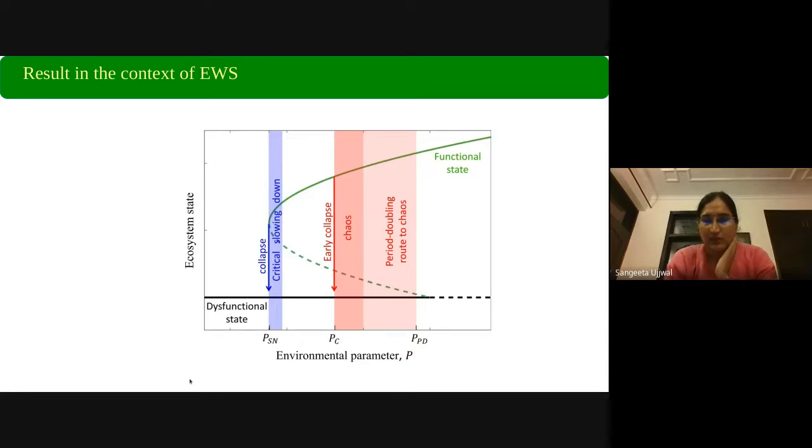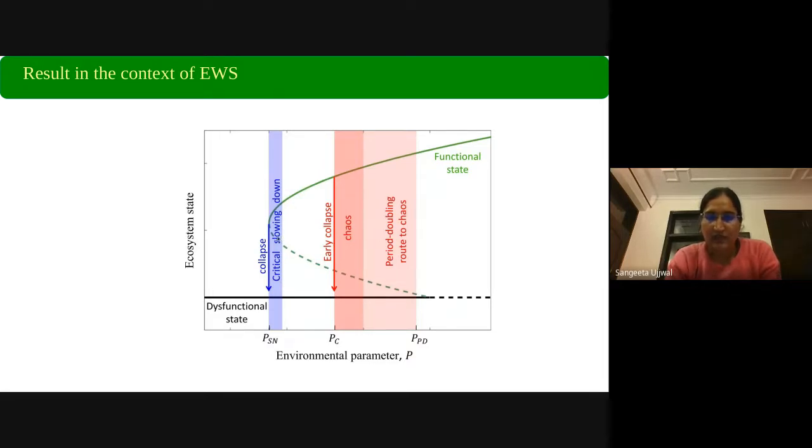So this is the overview of the results that we have got here. At high precipitation, we have a functional state, which is the uniform vegetation. And then as we lower the precipitation, we have this period doubling route to chaos. And after that, the vegetation just collapses. I mean, it collapses to the bare soil. Even the smallest of disturbance can lead to this collapse.